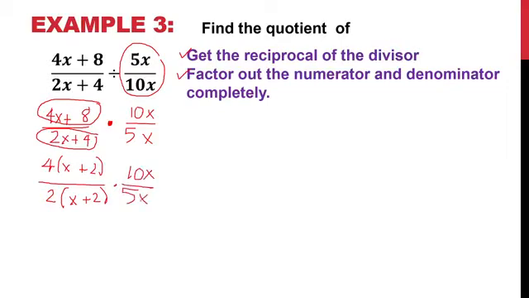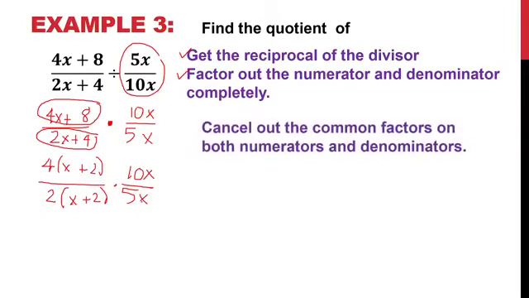Now, let's do the next step. This is my favorite part, doing the cancellation. I can cancel x plus 2 and x plus 2 there. I can even cancel 4 and 2. 4 becomes 2, 2 becomes 1. Common is 2. 10 and 5, common is 5. So 10 divided by 5 is 2. 5 divided by 5 is 1.